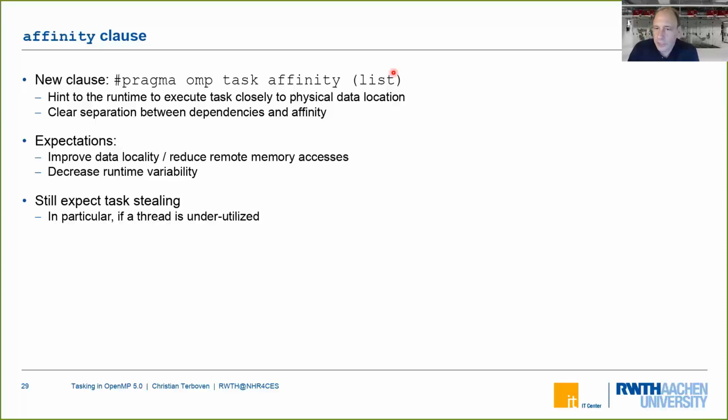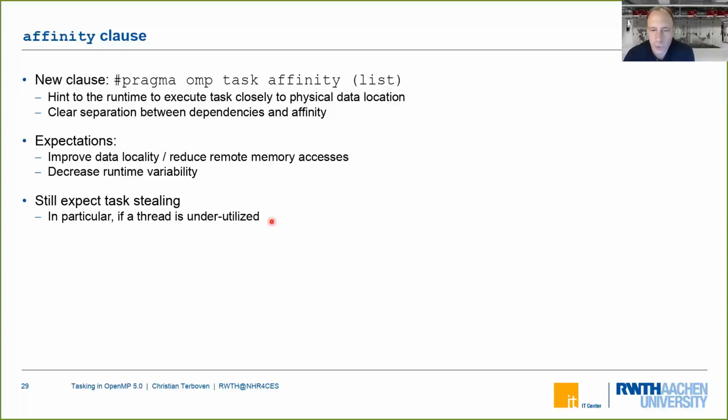It has been shown in several applications to actually improve data locality, reduce remote memory accesses, and in particular decrease runtime variability, because across more iterations of the same program you get a more uniform behavior, since it becomes a little bit more reproducible. But if a thread is underutilized, even respecting the hint is not intended to forbid the runtime to steal tasks from a different thread.